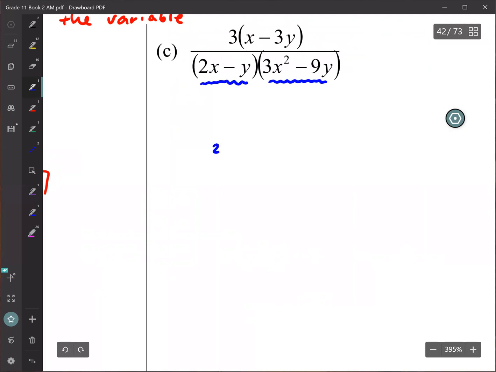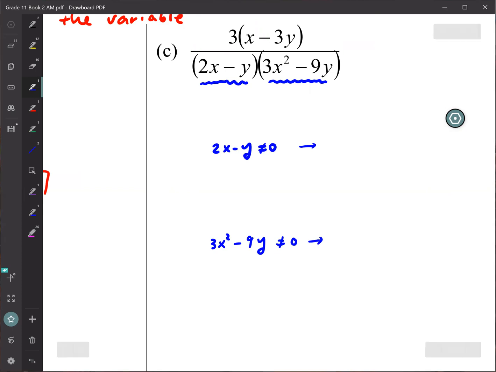So 2 parts, right? 2x minus y cannot be 0. Second part will be 3x squared minus 9y cannot be 0. And then from each, we'll isolate the x. I'll let you try these 2 first and raise your hand after you isolate x. Your restriction will have y inside. It will have a variable in your restrictions.